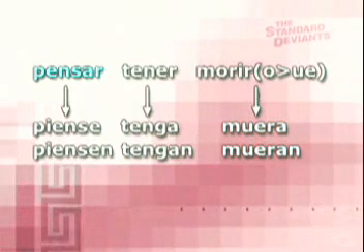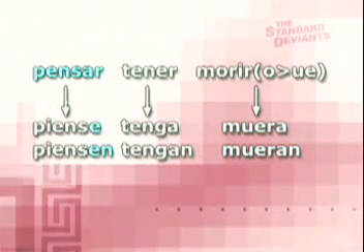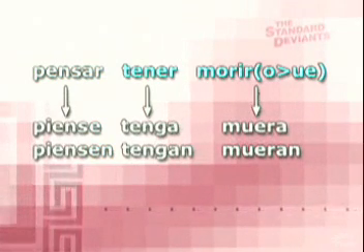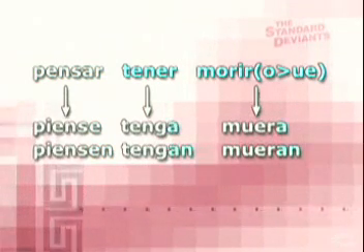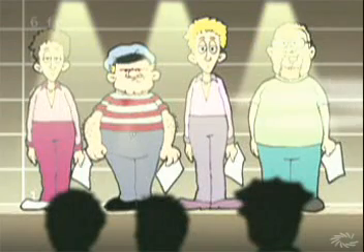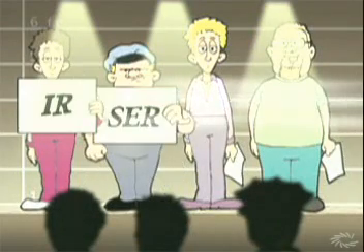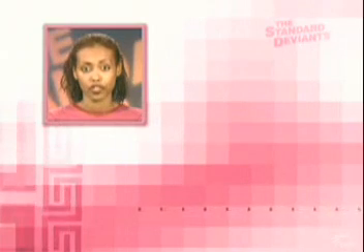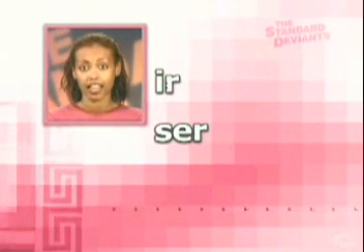Remember that the AR verbs like pensar take E and EN endings, and the ER and IR verbs like tener and morir take A and AN as their endings. Now for the irregular formal command forms, which you knew we would have to get to eventually. The only irregulars that cause real problems are the command forms for the verbs ir, ser, and dar.